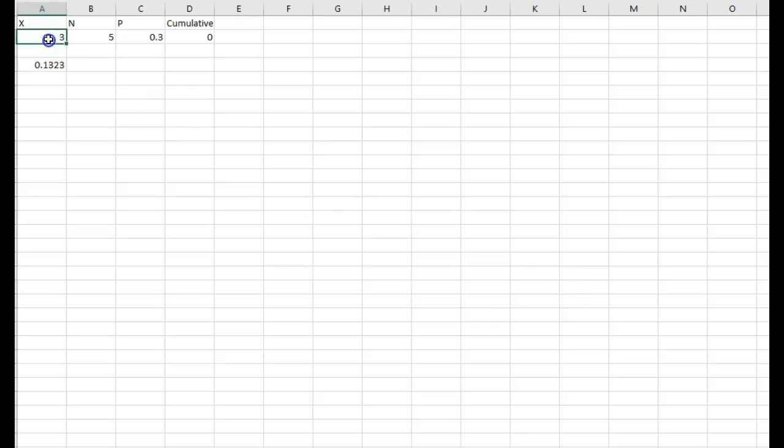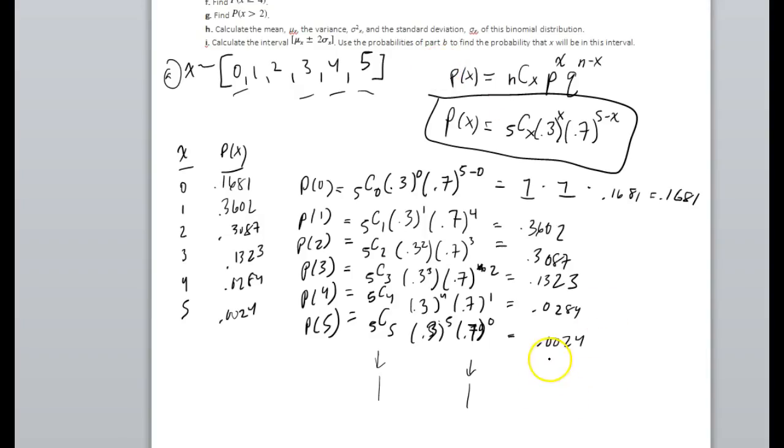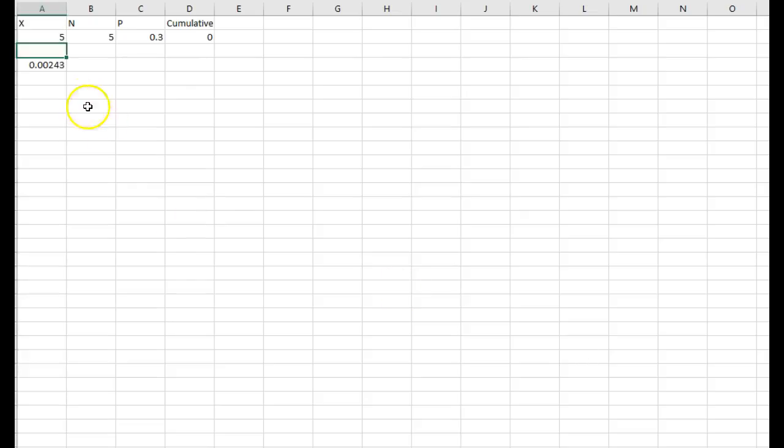We could change that and say, well, what about when x is equal to 5? 0.00243. 0.0024, and I just cut it off at 4 digits. So yeah, it's dead on. So there's that. And then lastly, I'll show you another way to do it.